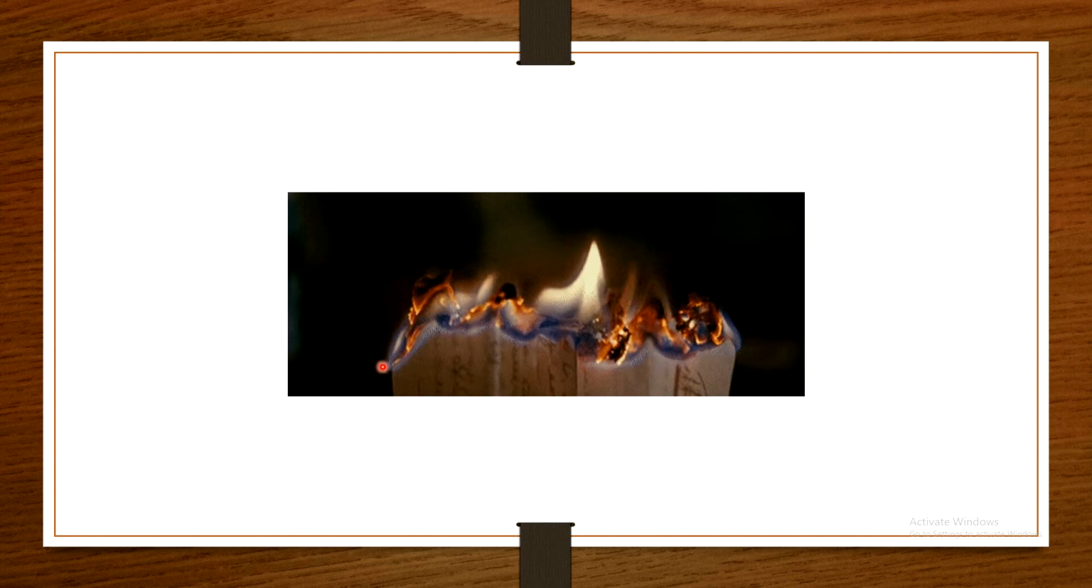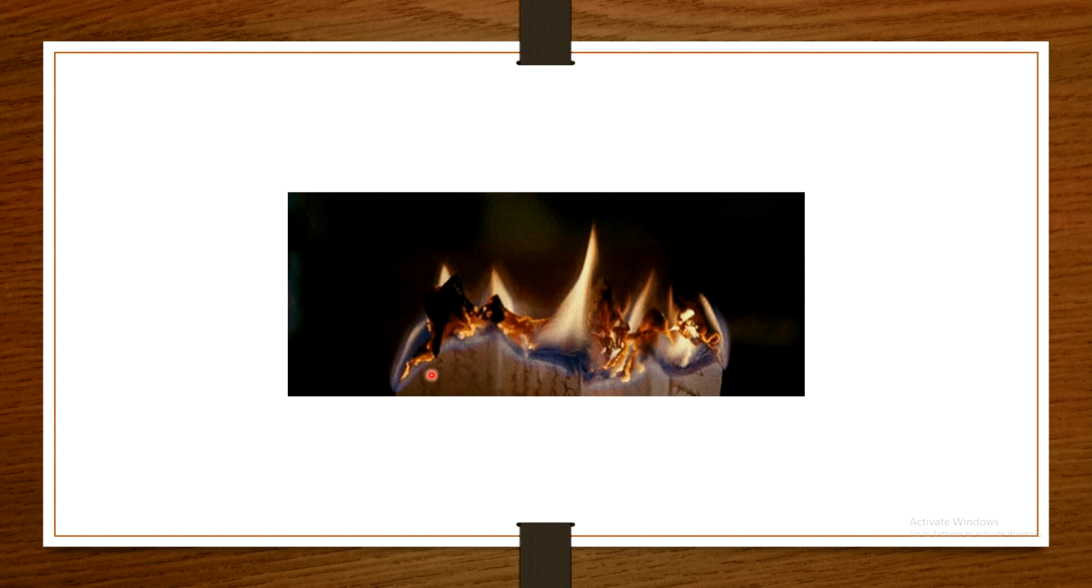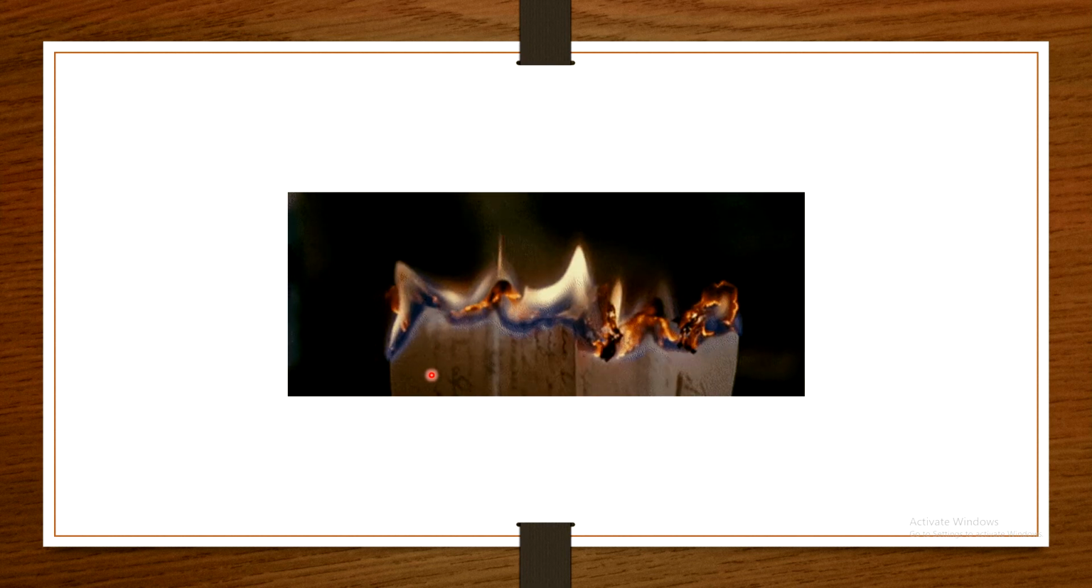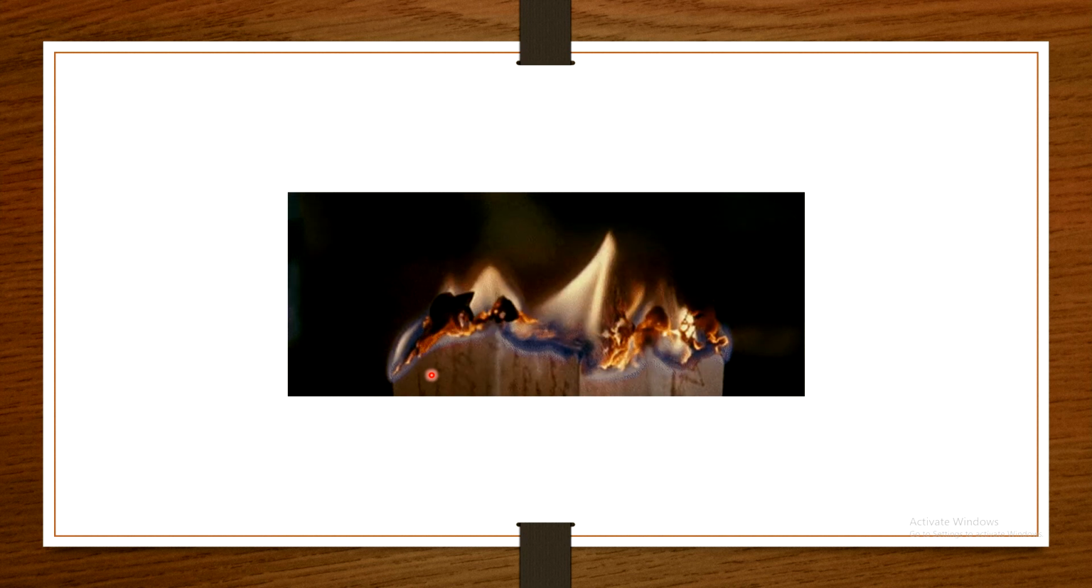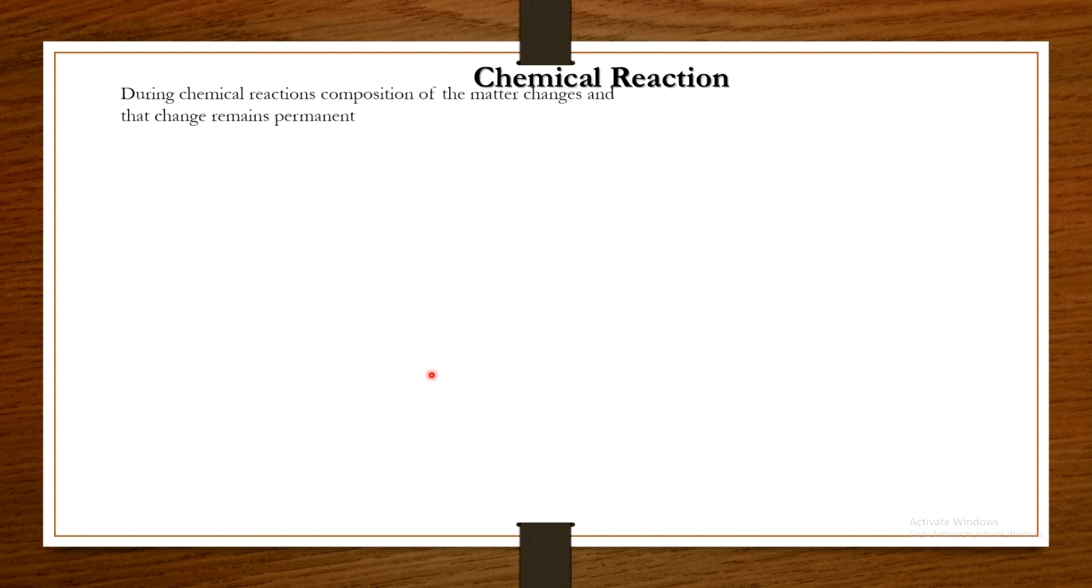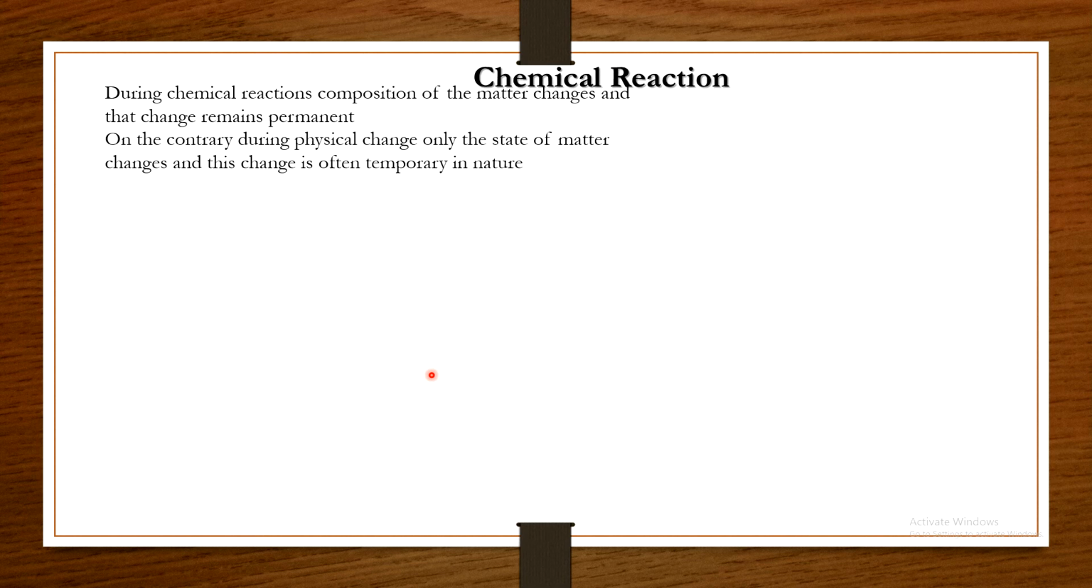Burning of bread is also a chemical change. Burning of paper forms carbon, and it is also a chemical change. So in a chemical reaction the composition of matter changes and this change remains permanent. On the contrary, in a physical change there is a change in the state of matter, and this is temporary in nature.